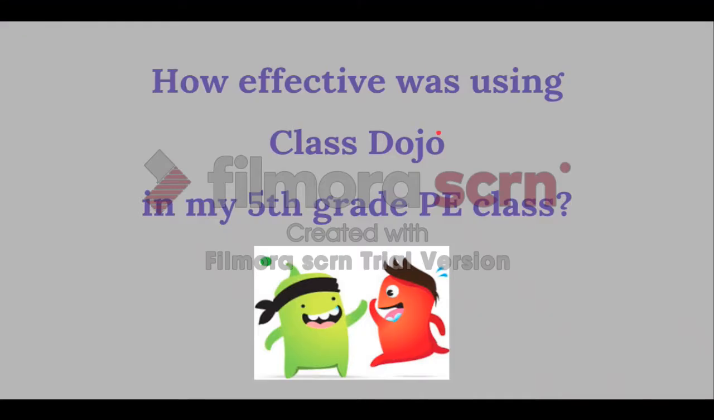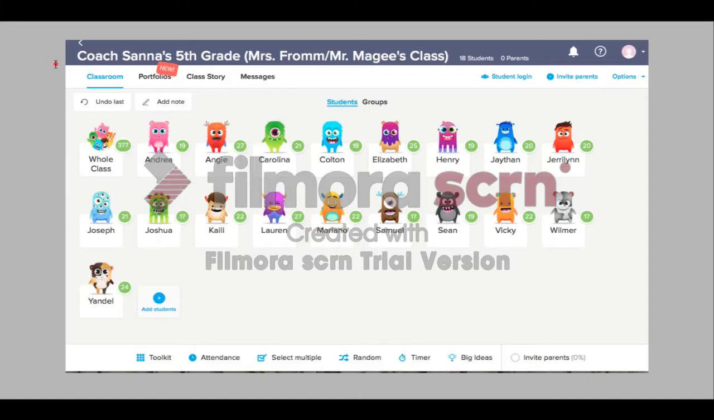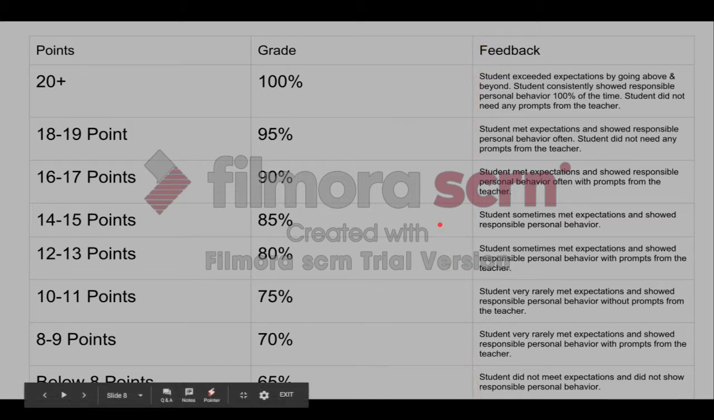Next, I'd like to talk about how effective Class Dojo was with my 5th grade PE class. This is the rubric that I used for the class. If the students scored 20 points or more during the week, then they were going to receive a grade of 100%. The rubric has an explanation and feedback of the grade that the student received.